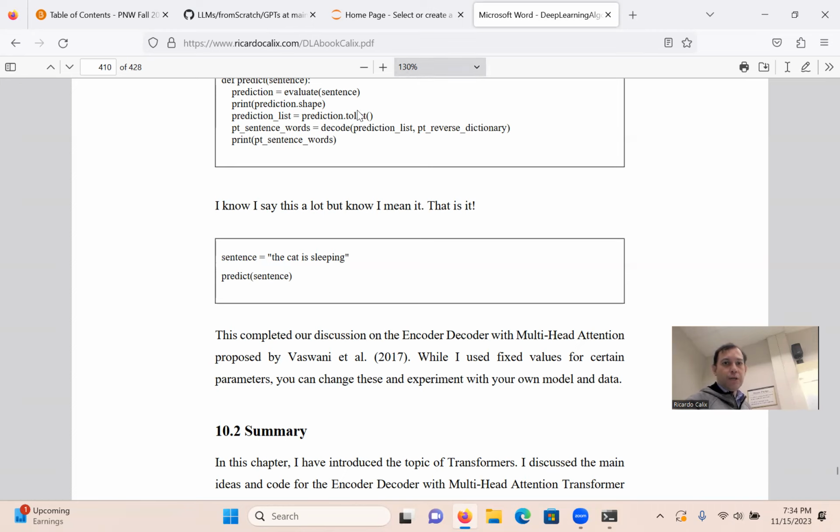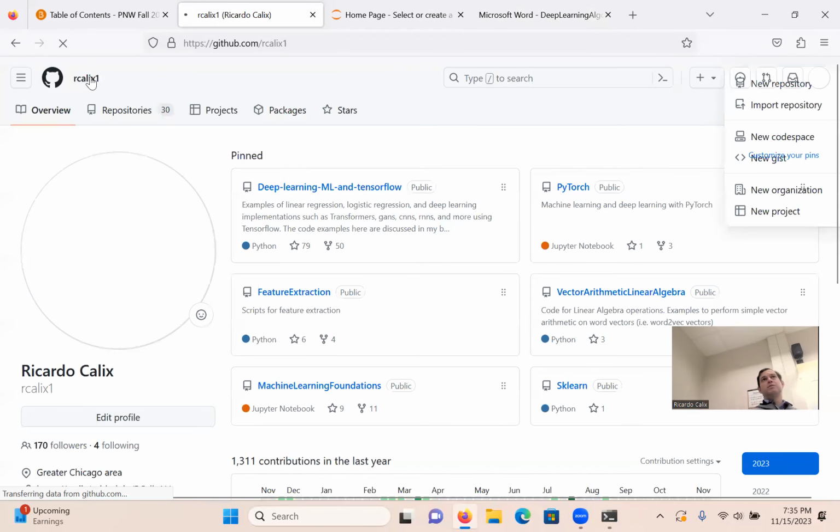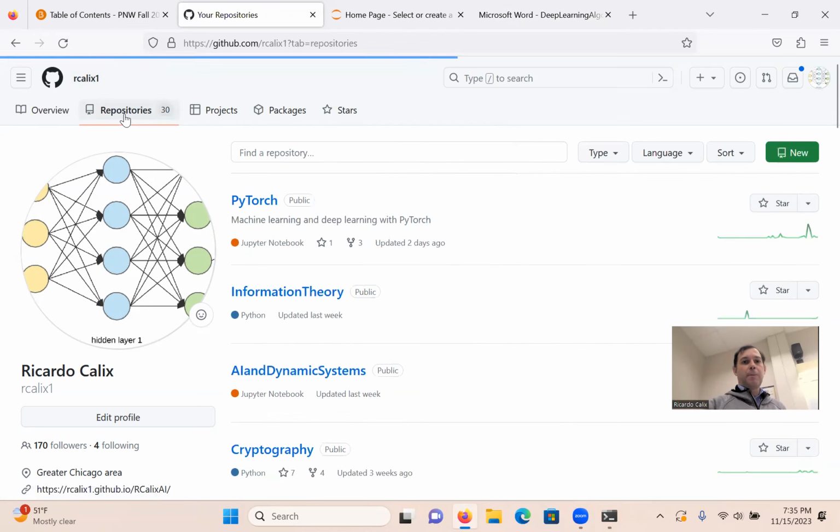So let's go to the GitHub. I want to show you where I have this code so you can find it. And if you want to play with it during Thanksgiving or something, go ahead. So this will work. It's exactly what we've discussed, and it's very much object oriented.